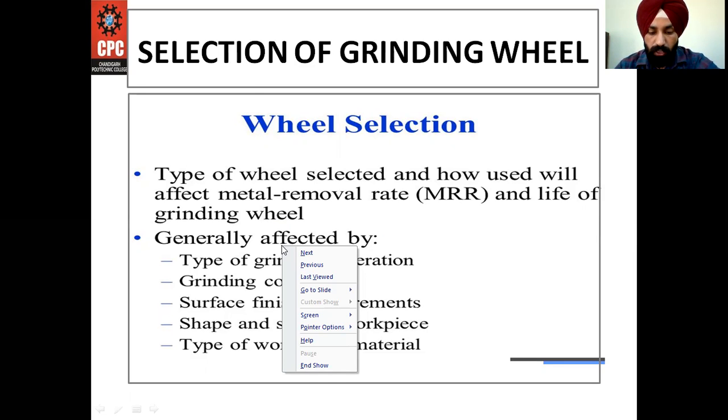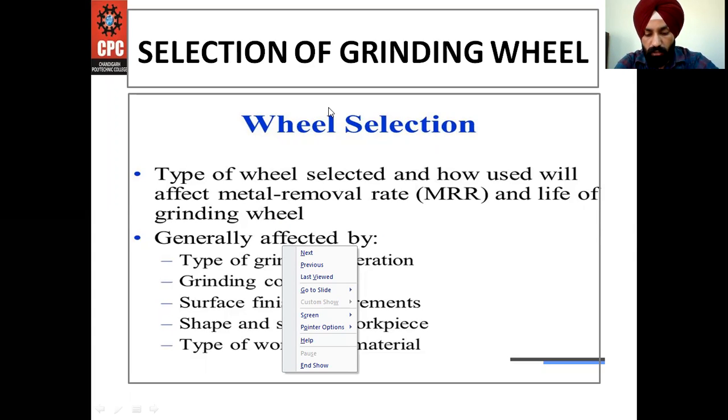Next is work speed. The work speed in relation to the wheel speed determines the hardness of the wheel. The higher the work speed in relation to the wheel speed, the harder the wheel should be. Variable work speed is provided on grinding machines to have proper relative speed between the work and wheel as the wheel diameter decreases because of wear.